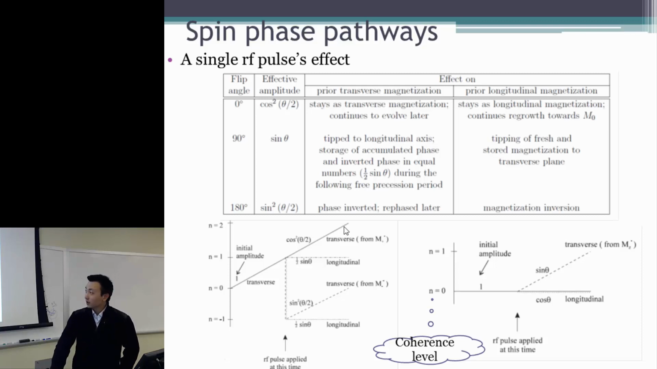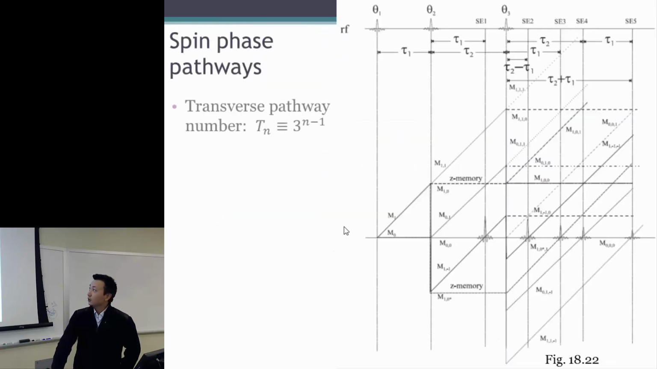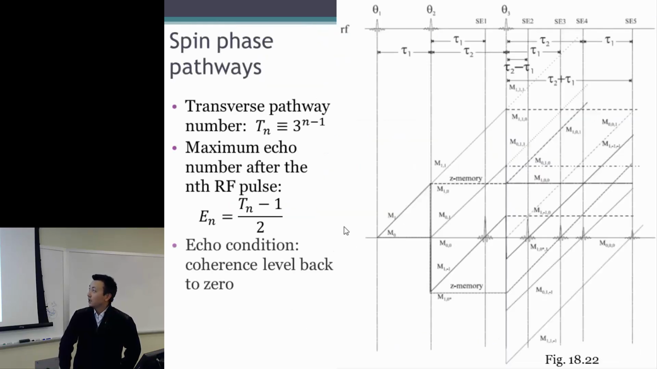Using these spin phase pathways, we can analyze how the echo, specifically the spin echo, is formed. There are many possible echoes being formed. It is very complicated, and we are only showing 3 echoes here.